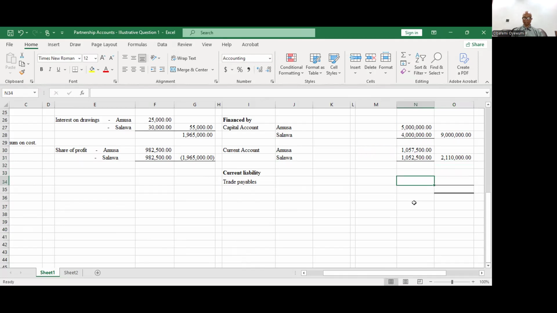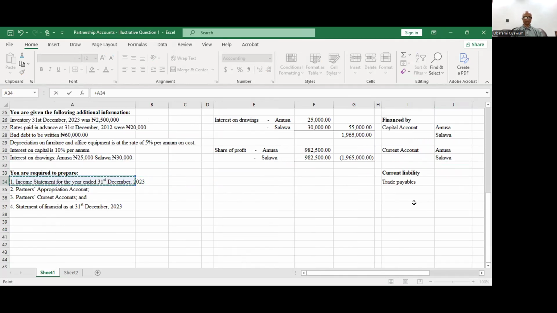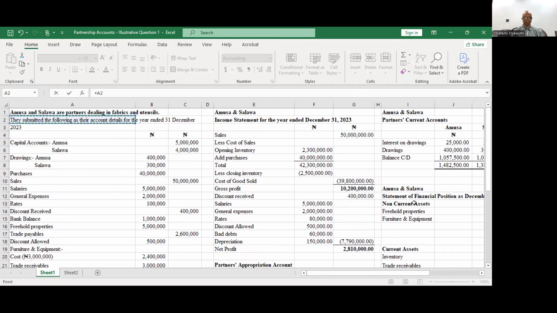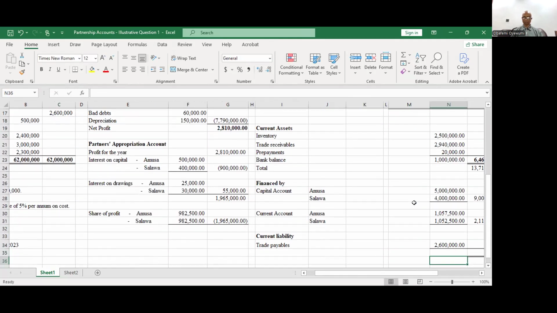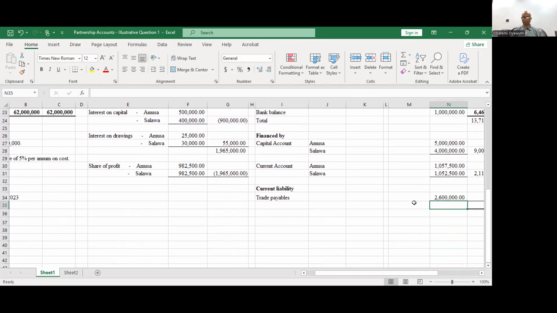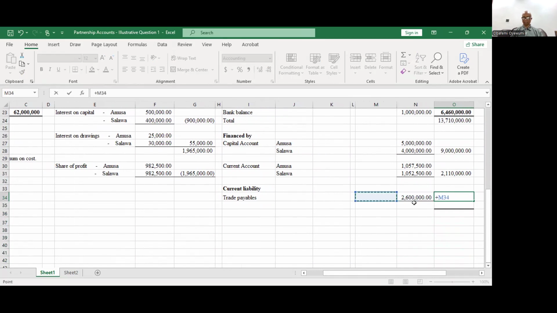Now let's go to our current liabilities. Trade payables. For trade payables, we have 2.6 million. We extend that to this side of the divide, so you also have 2.6 million there. Now let's add the three together: 9 million plus 2.11, then plus this one, 13 million 710.